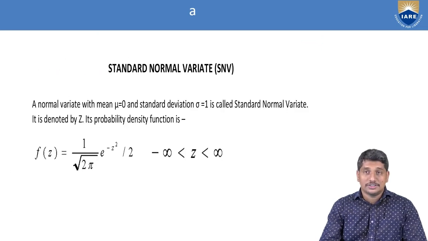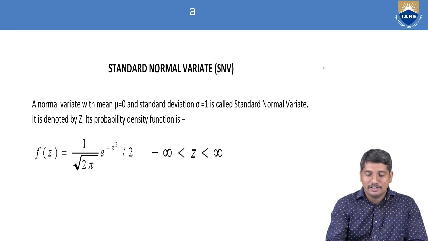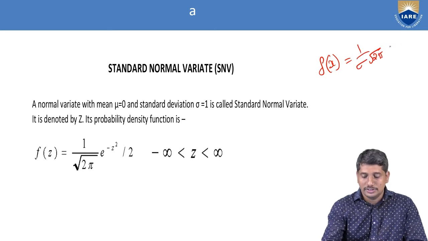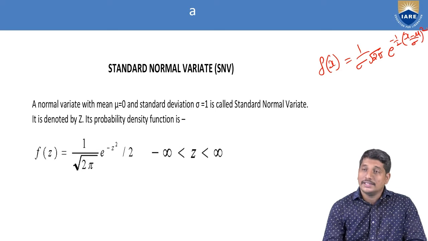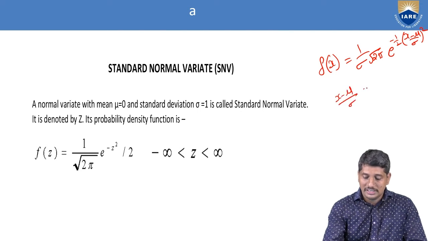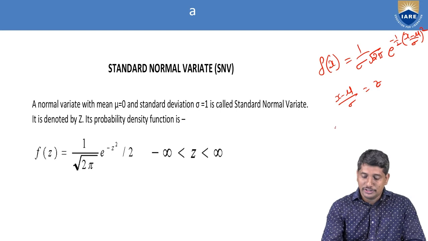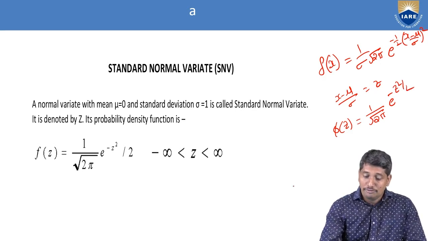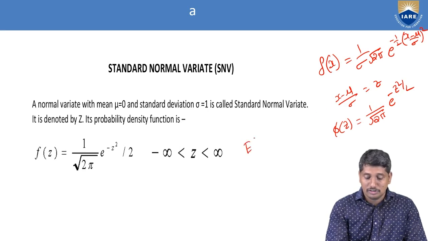Apart from this, we also discussed what a standard normal is. The standard normal variate is derived from the general normal variable. Let us consider the density function of the normal distribution, 1 by sigma root 2 pi e power minus 1 by 2 (x minus mu by sigma) whole square. Suppose we replace x minus mu by sigma with z, then we get a new function denoted by phi of z, which becomes 1 by root 2 pi e power minus z square by 2. We substitute this by applying expectation on both sides.